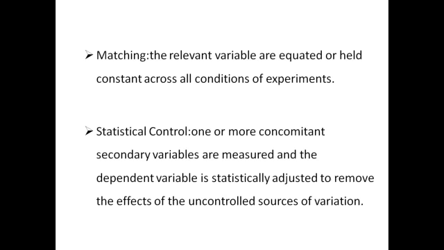The fourth method is statistical control. In this approach, no attempt is made to restrain the influence of secondary variables. Here, one or more concomitant secondary variables are measured and the dependent variable is statistically adjusted to remove the effects of uncontrolled sources of variation. Analysis of covariance is one such technique. It is used to remove statistically the possible amount of variation in the concomitant secondary variable.